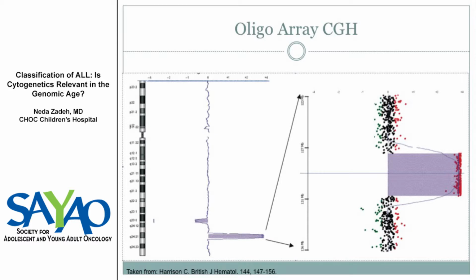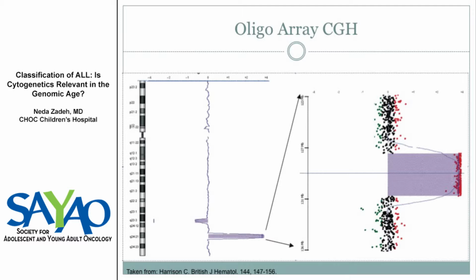This is an array CGH profile of chromosome 8 from an ALL sample run on a very high-resolution oligonucleotide array. And the ideogram of chromosome 8 is here on the left, and the profile from the array is here right next to it. You can also see the probes and the displacement of probes here.